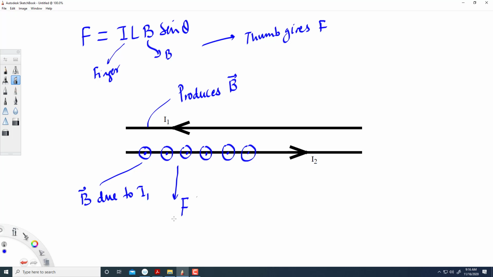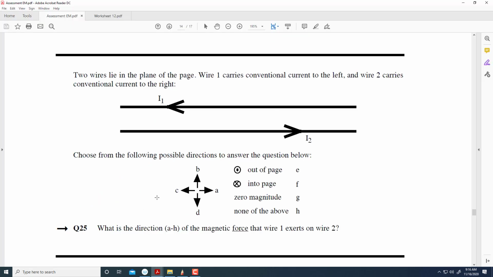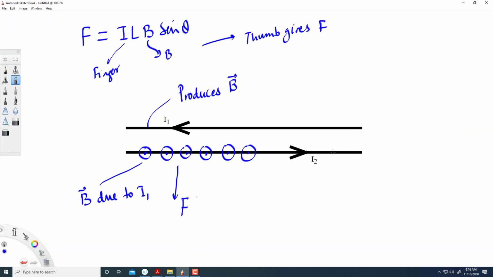Yes. I thought you were asking before on wire 2 on wire 1. Oh, is it wire 2? Okay, maybe I read the question incorrect. Okay, let's see. I may be wrong, I don't know. So let's see. What is the magnetic force that wire 1 exerts on wire 2? So that means force on wire 2. So yeah, force on wire 2. So force is pointing down.